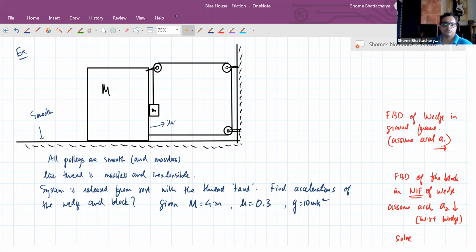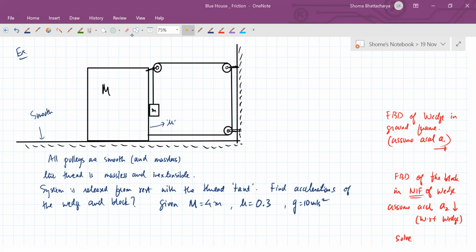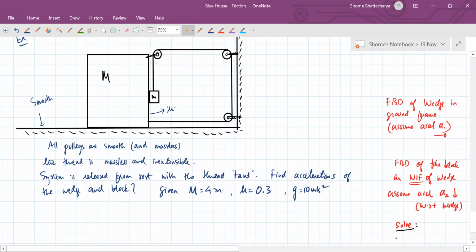So make sure you get all the forces correctly in this. And another hint to you is that when you are solving, there will also be a constraint relation between the block and the wedge, between the acceleration of the block and the wedge.